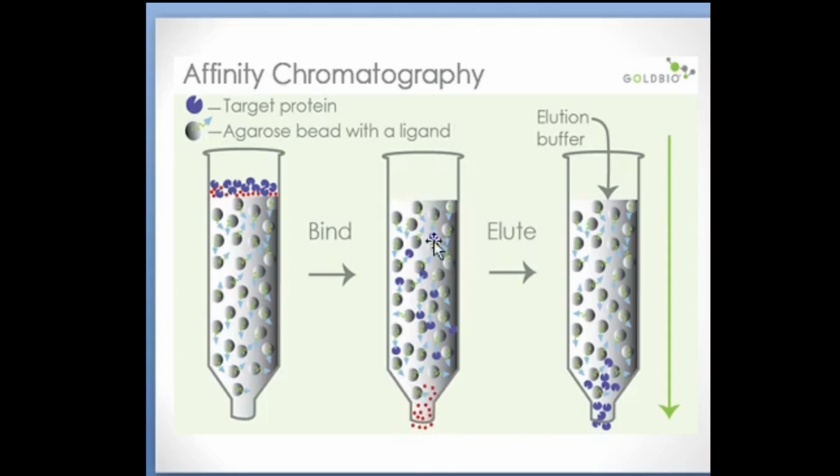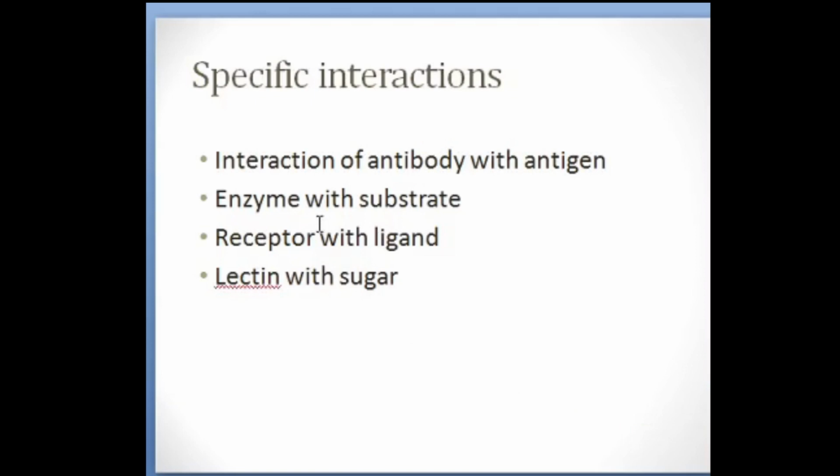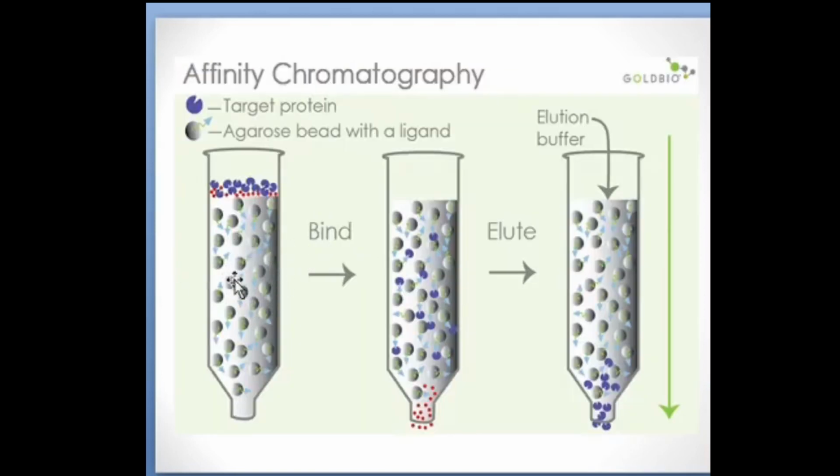Because what we want is this target protein, which is bound to this ligand, we have to apply an elution buffer. This will then remove the target protein from the ligand, and now we can collect it. So this is affinity chromatography. Whereas if you want to separate some enzymes, then this agarose bead will be attached to a specific substrate, or to a specific enzyme that will bind with a specific substrate, or vice versa.